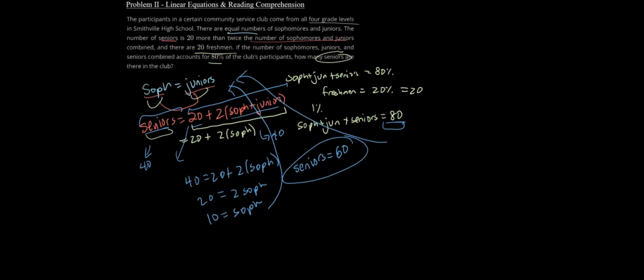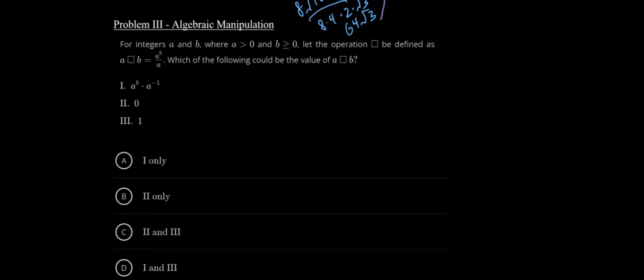The number of seniors is 20 more than twice the number of sophomores and juniors. Is this true? The number of sophomores and the number of juniors is going to add up to 20. Multiply that by 2, we get 40. And 60 is indeed 20 more than 40. So our math checks out. There are 60 seniors.